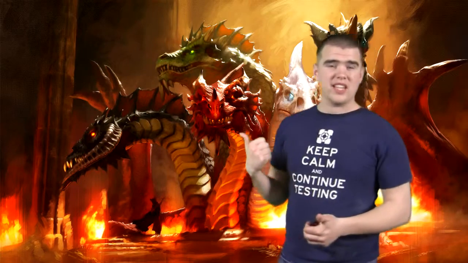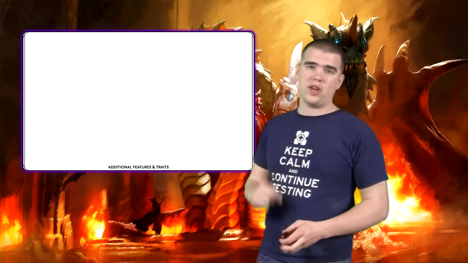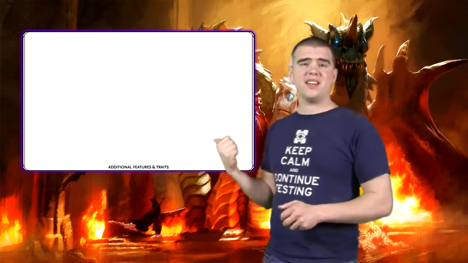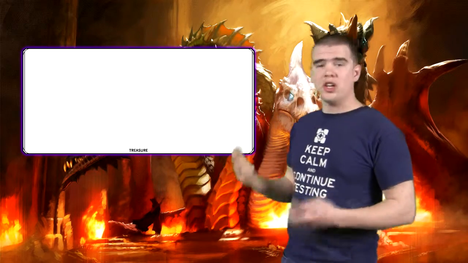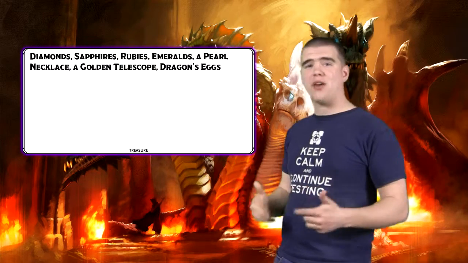Beneath Allies and Organizations, there's a box called Additional Features and Traits. If you run out of room on the first page for features and traits, you can continue the list on this page. Finally, the last box on page 2 is for treasure. Treasure are any valuable items that you don't want to list in your equipment because they have no real combat or adventuring purpose. Last but not least, we have page 3.